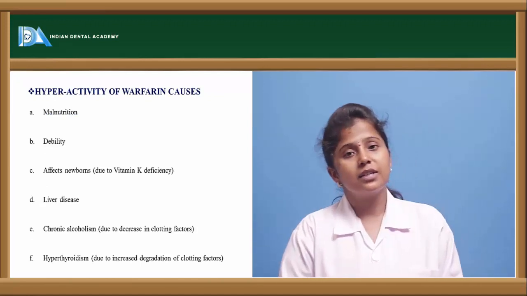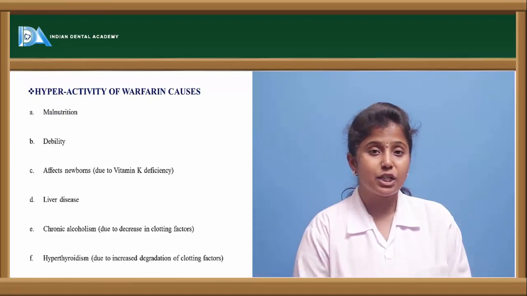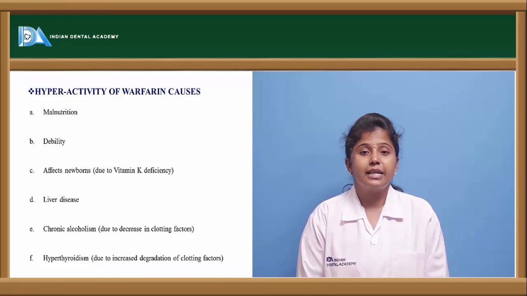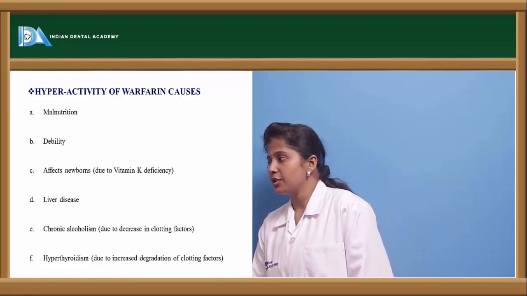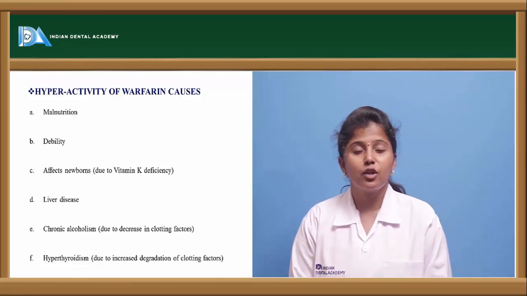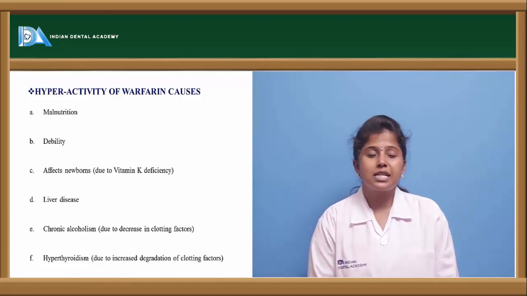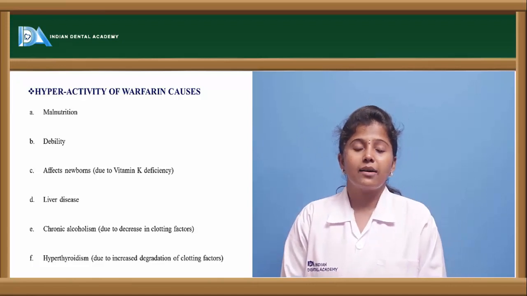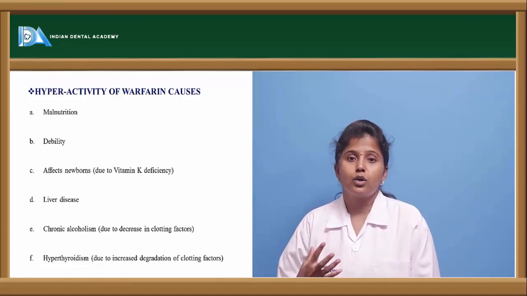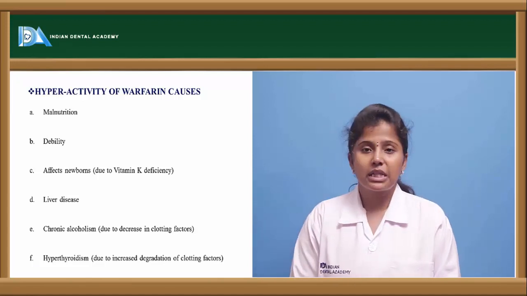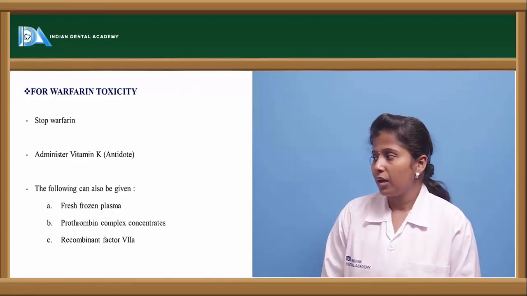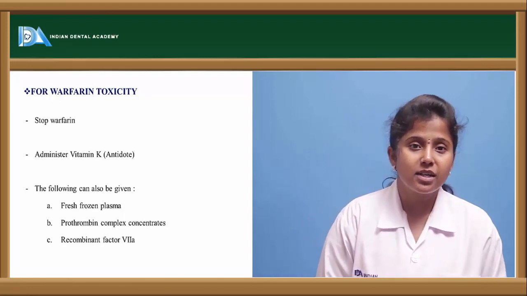What happens if warfarin is given in higher doses, or if the warfarin is showing its action in excess? It causes malnutrition. So it will cause the deficiency of vitamin K. As it is inhibiting the vitamin K conversion, it causes malnutrition. It affects newborns because of the vitamin K deficiency. It causes liver diseases, and it causes chronic alcoholism. So the person will be more prone to take alcohol, and it causes hyperthyroidism. The person will have thyroid related disorders. So if warfarin toxicity occurs, then it leads to severe hemorrhage.